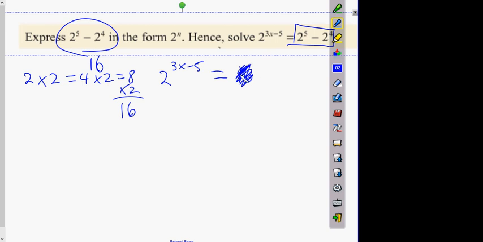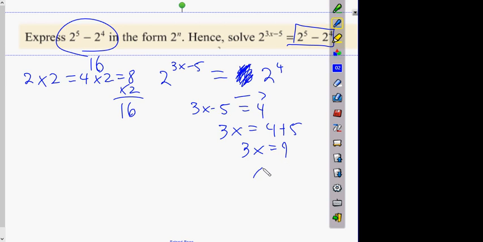Now lads, now and only now. And David, listen up to this. It's power equals power. 3x minus 5 equals 4. 3x equals 4 plus 5. 3x equals 9. X equals 3. 9 divided by 3 is 3.